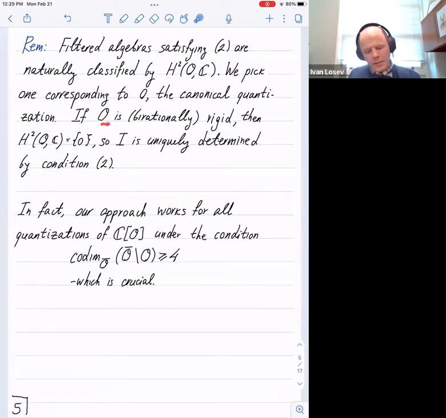If our orbit is rigid, or more generally so-called birationally rigid, then the second cohomology is just 0. So in fact, there is a unique quantization. You can just think that I'm dealing with a unique quantization of the algebra of functions on the nilpotent orbit.